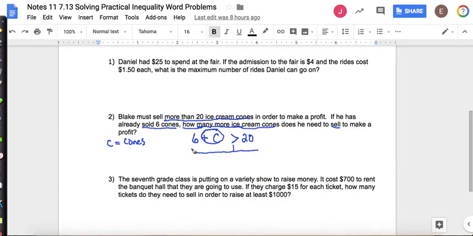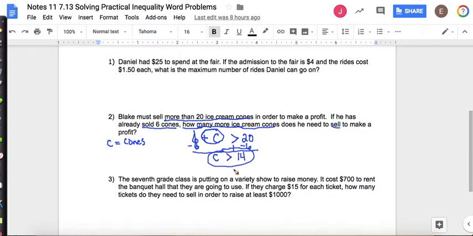How do we cancel out 6? Good, we subtract 6 from both sides. The 6's cancel out and equal 0. Bring down your letter, bring down your symbol, and 20 minus 6 is 14. So C is greater than 14.